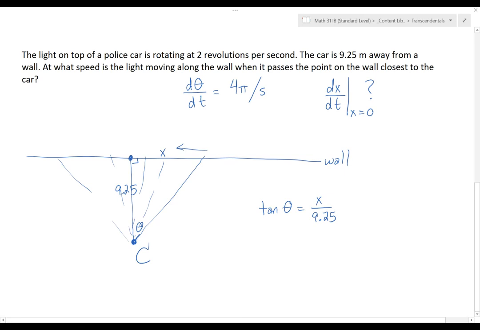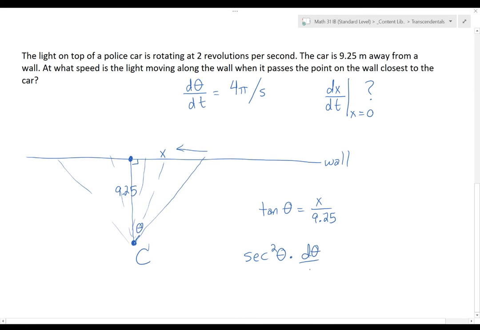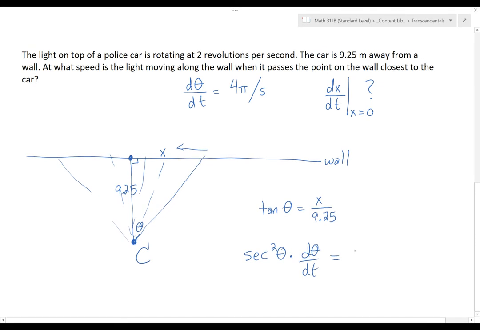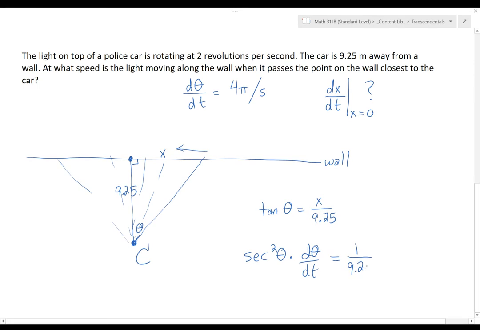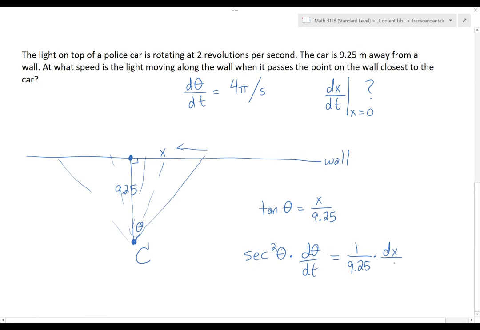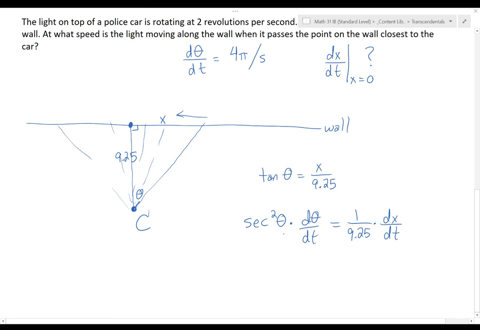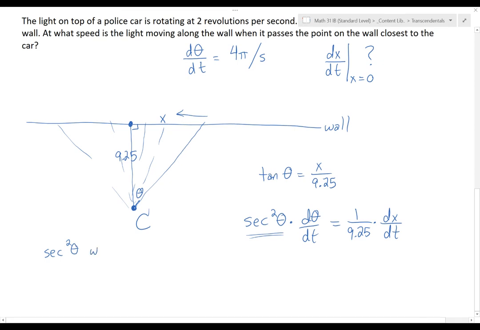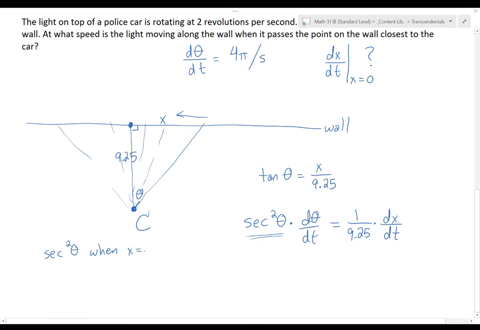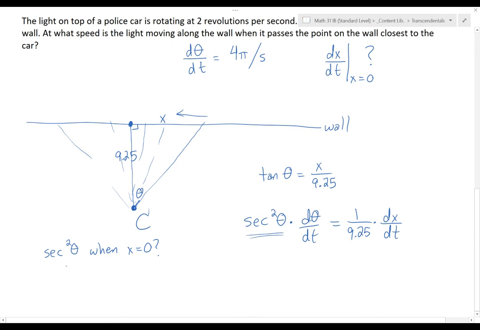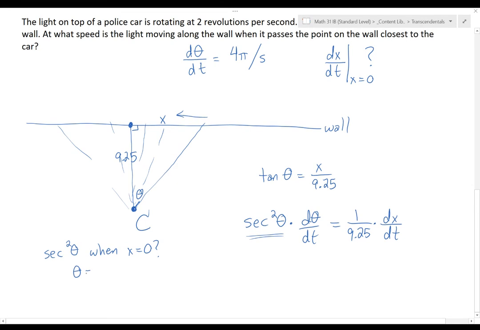which means that I can now derive with respect to time. So the derivative of tangent is secant squared of theta times d theta dt equals 1 over 9.25 times dx dt. As it turns out, the actual x value isn't going to matter here, but I do need to be able to calculate secant of theta when x equals 0. Well, when x equals 0, theta equals 0.